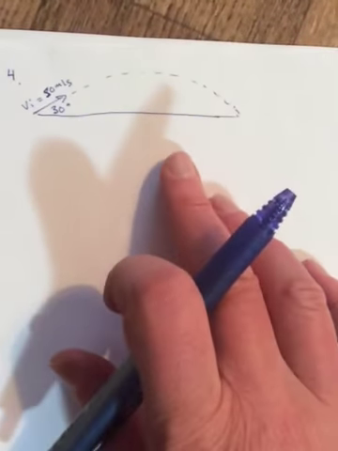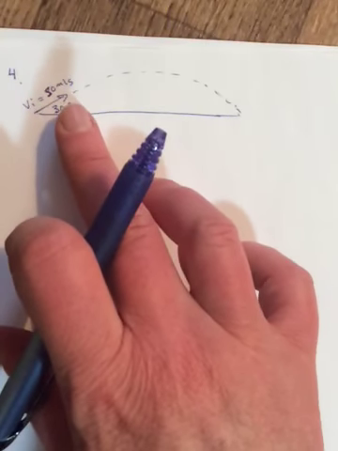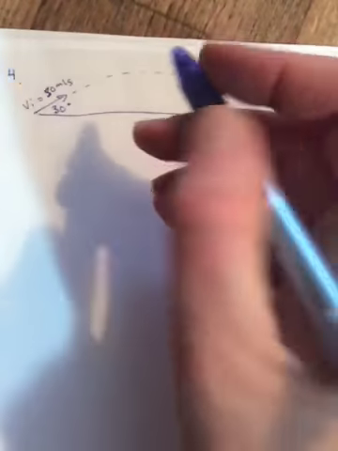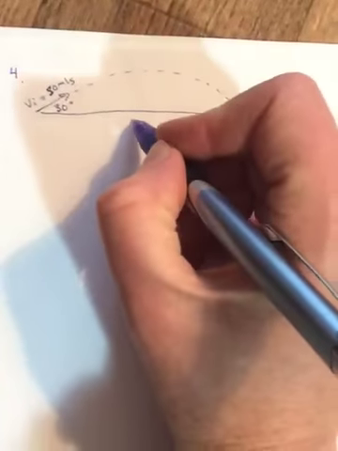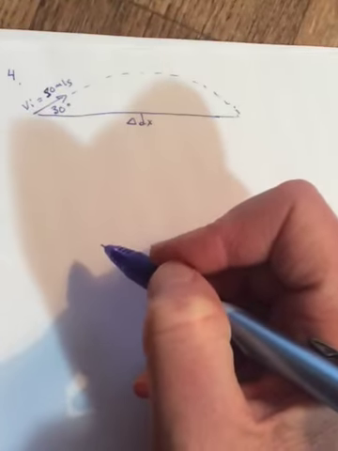It says a baseball player throws a ball into the air at an angle of 30 degrees and with a speed of 50 meters per second. How far away does it land? So you're looking for delta dx.